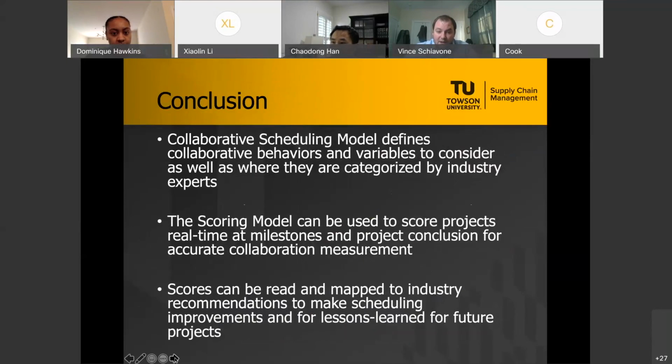So for our conclusion, our collaborative scheduling model defined collaborative behaviors working off of the RT343 definition and the variables to consider, as well as where they're categorized by our industry experts. Our scoring model can be used to score projects real time. You can use it for milestones and at project conclusion to measure your project collaboration. And then you can read your scores and use the industry impacts for improvements and lessons learned on future projects. So we wanted this tool to be able to be used for any projects and eventually maybe become universal. Last slide.